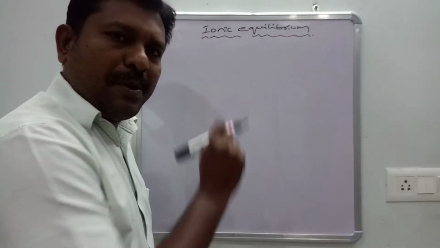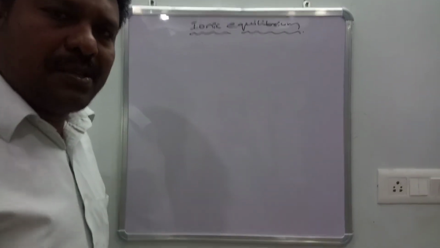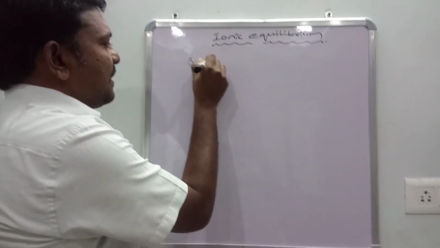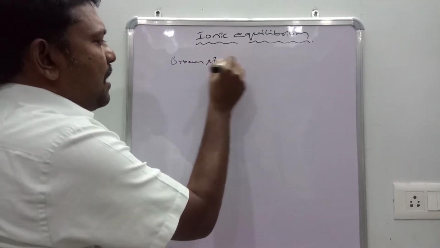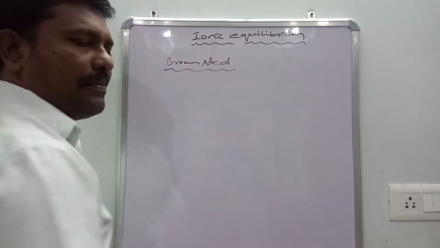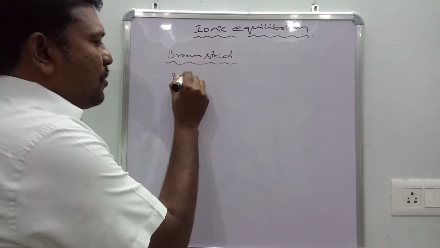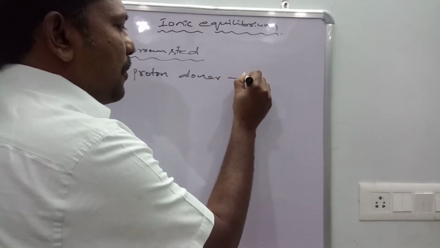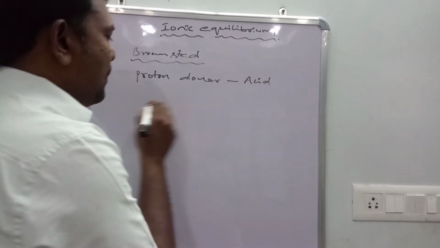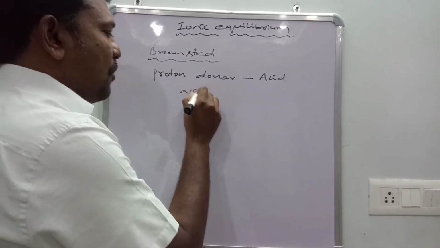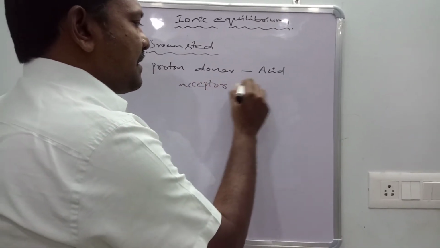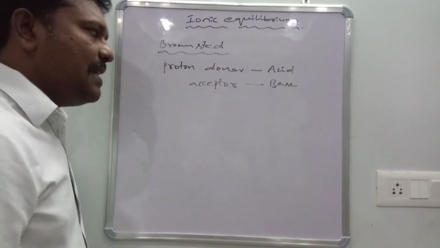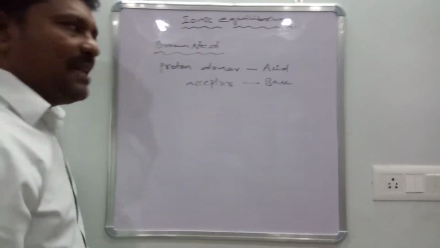In this topic, the theoretical bits are compulsory. So what about the Brown-Lowry acid base theory? Proton donor is Brown-Lowry acid. Proton acceptor is Brown-Lowry base. Proton donor is acid, proton acceptor is base.